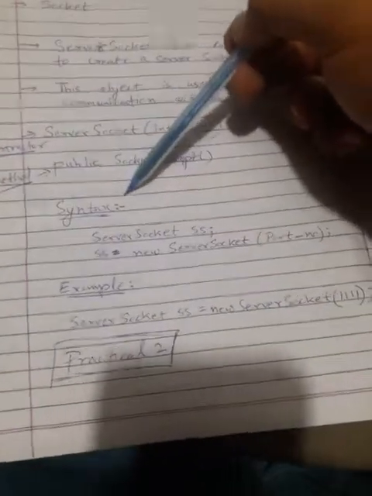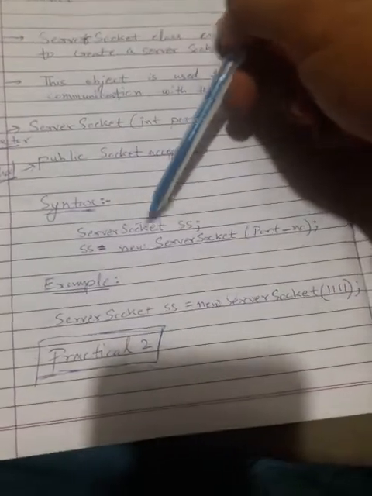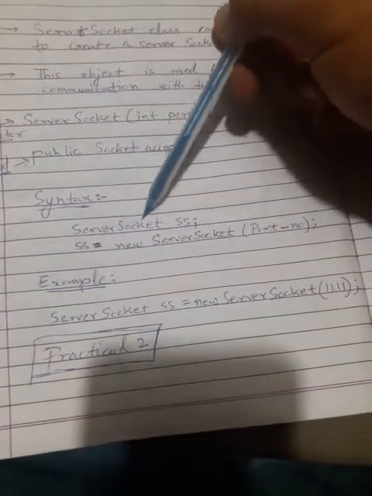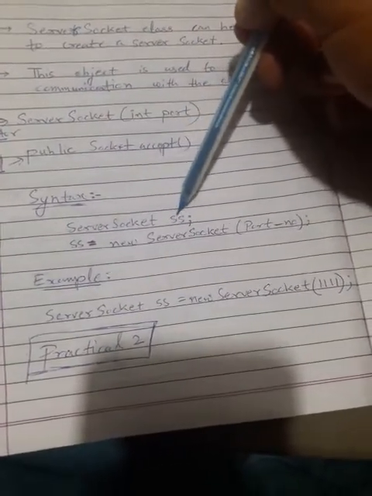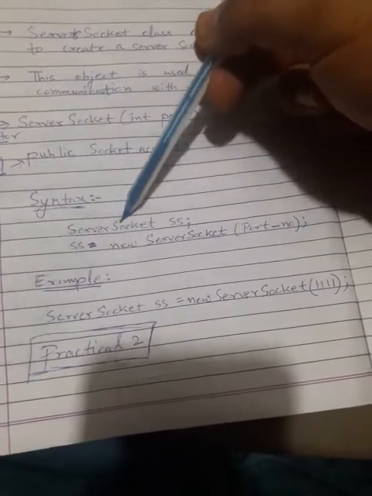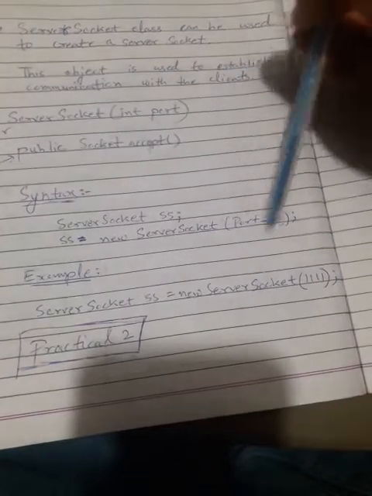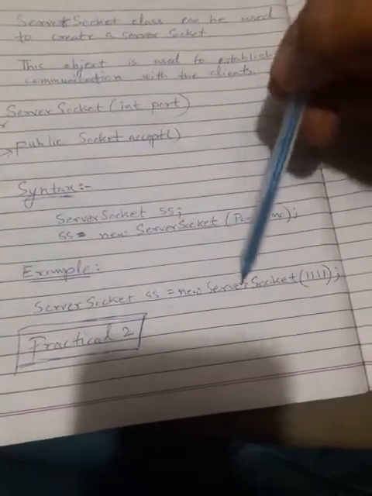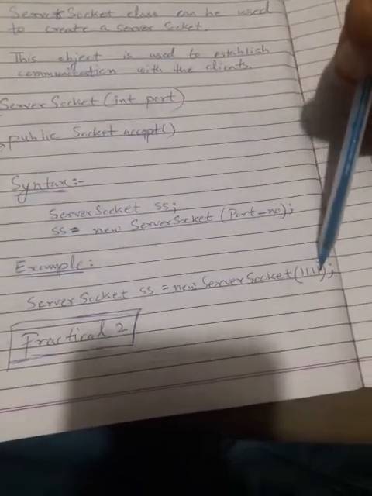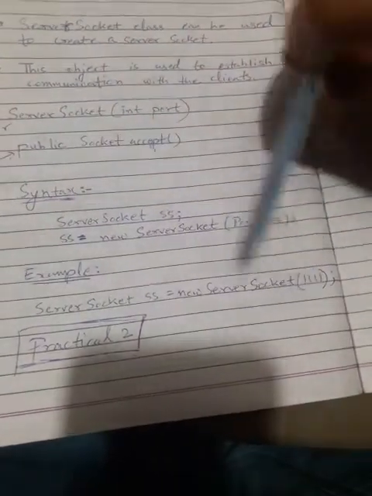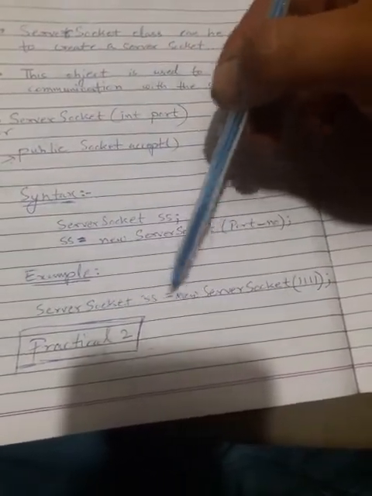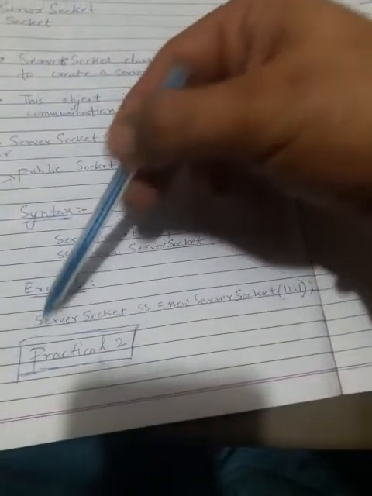Now here the syntax is given. First of all, ServerSocket is a class. Now the object is created as this. Now for the new class, a new object is created. So that's why we have to write the new part here, and the port number is to be written here. The example is written here, 1111 is the port number, and the same thing is written here to create the new ServerSocket class.